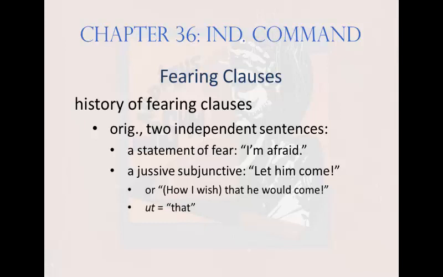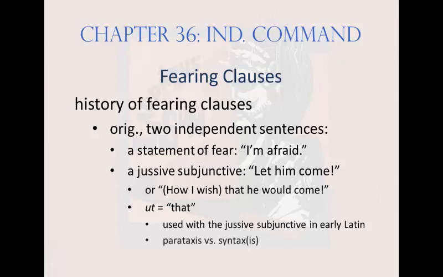Ut can mean that in that way, especially in early Latin, where it was often paired with a jussive subjunctive, literally, "how, ut, let him come," meaning "how I wish that he would come." Grammarians call these two different ways of expressing a thought, one, parataxis, literally side-by-side arrangement, where an idea is stated as two independent sentences, and two, syntax or syntaxis, literally arrangement together or coordinated arrangement, the same idea, but one thought is the main sentence and the other's a subordinate clause.